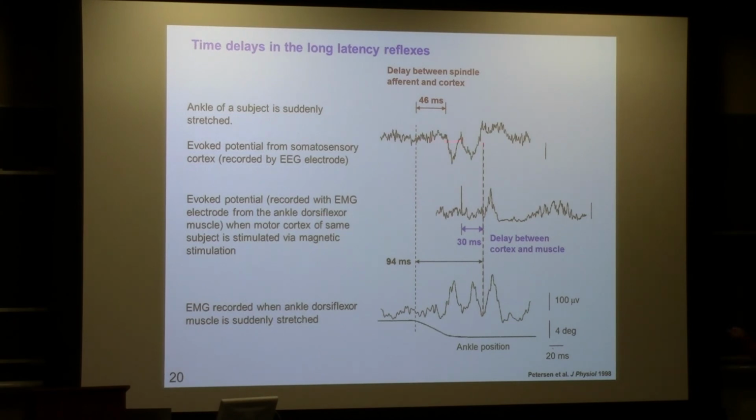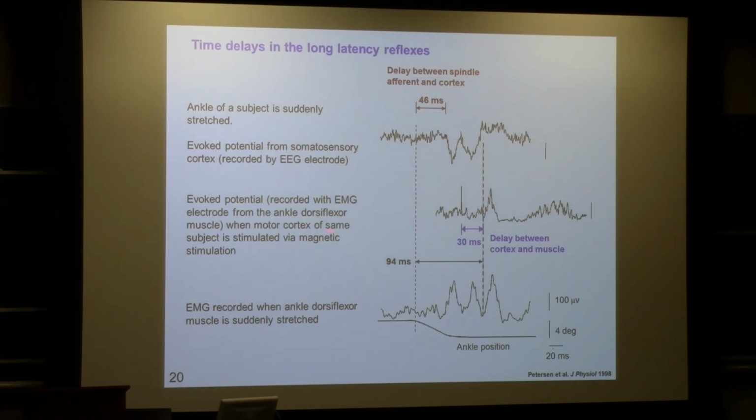Now in the top plot here, you see evoked potentials from the somatosensory cortex recorded by electrodes that are placed on the scalp, EEG electrodes. So the foot is stretched, and you notice how long it takes before you see activity that corresponds to that stretch. And you see it here. So the EEG response is flat, flat, flat, flat. About 50 milliseconds later, you see some change. So this gives you an indication of how long it's taking for the information to go from the spindles in the foot to the spinal cord up to the brain.